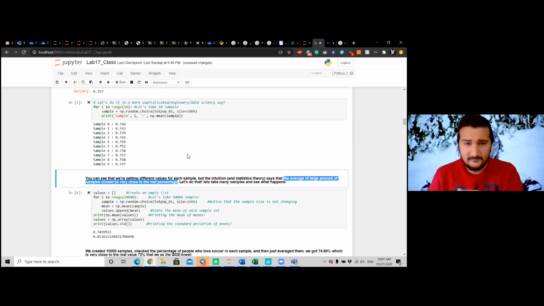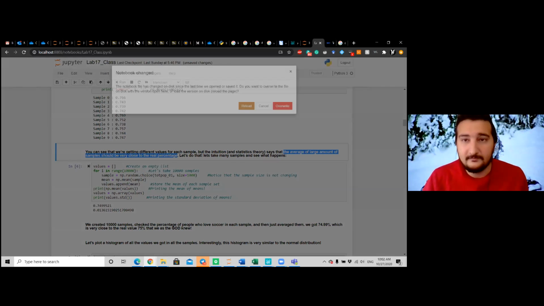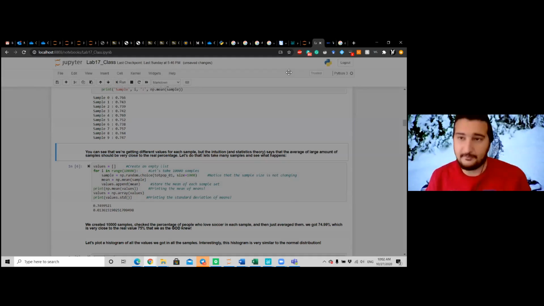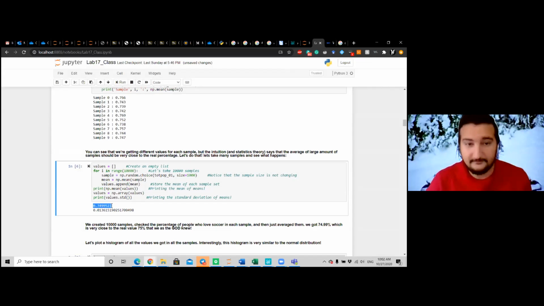So in this case, we have said, okay, let's take more samples. Instead of 10 samples, we are going with 10,000. And if we do that, if we take 10,000 samples, for each sample, we calculate the mean, and then we calculate the mean of those means, we are going to get this number.